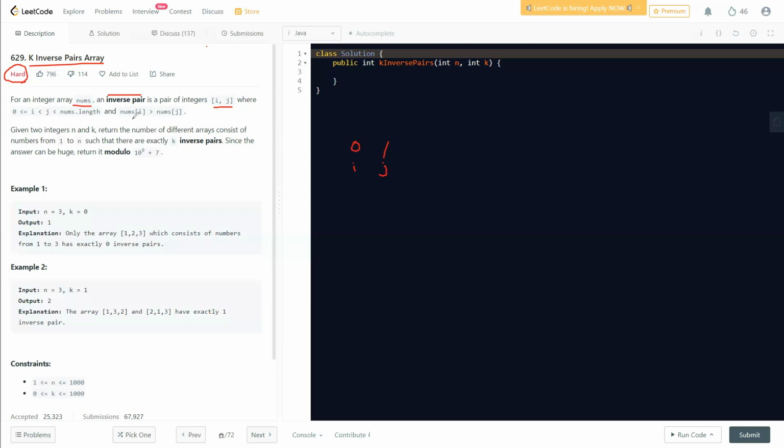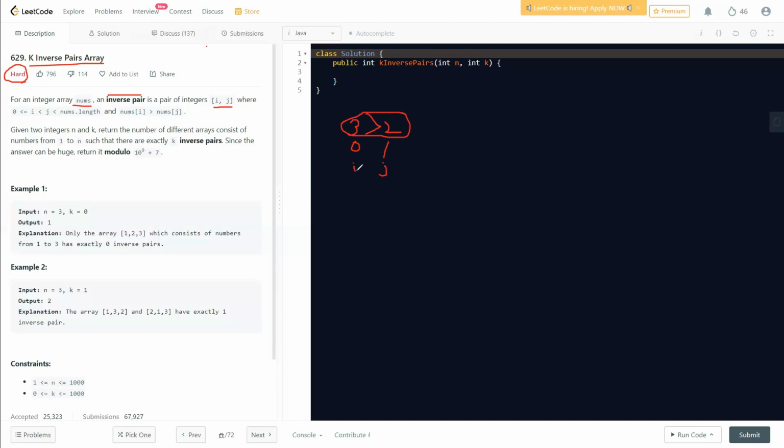It also says that nums of i is greater than nums of j. Say you have a number like 3 and a number like 2. Out of these two numbers, nums of i is greater than nums of j, right? That's what they're marking. The naming is inverse pair, but it's more like a descending order, a descent is there, so you can understand it that way. That's what they're defining as an inverse pair.